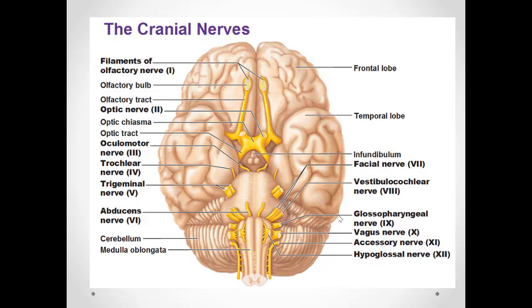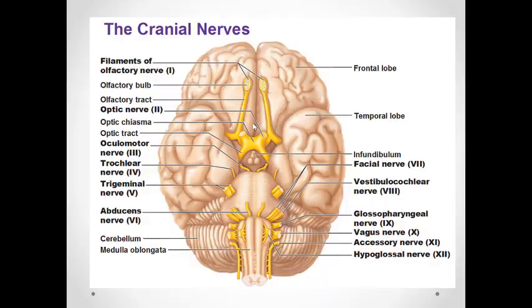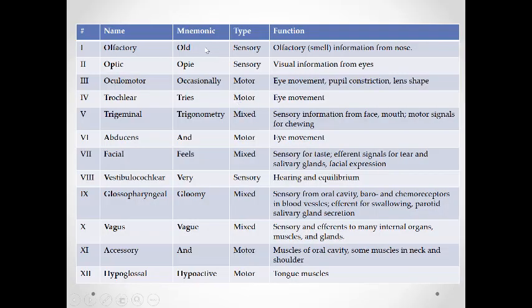Now, from your brain, there are what we call cranial nerves. Cranial nerves pretty much control all of the main muscles and senses in your head. Here's how they are labeled by location, and you need to be able to know and understand where all of these are and what they are. A way to remember all of the cranial nerves is to use this mnemonic: Old OP occasionally tries trigonometry and feels very gloomy, vague, and hypoactive.